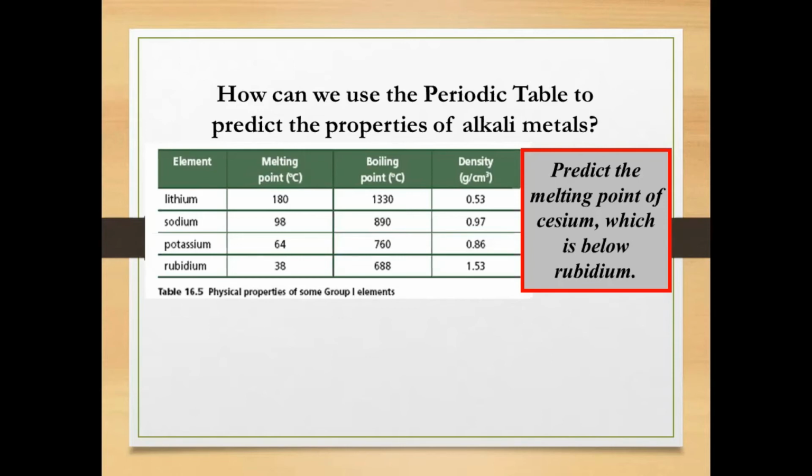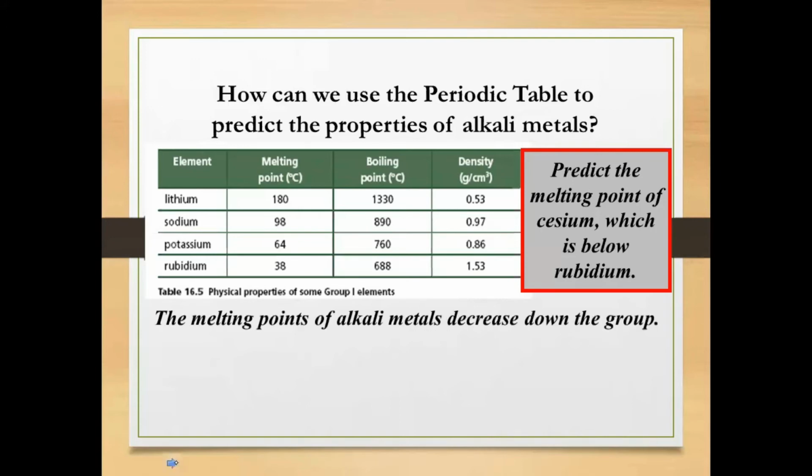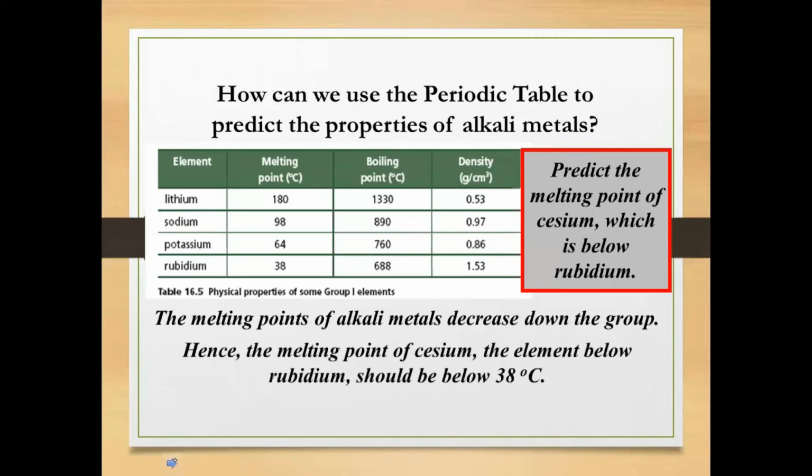Lithium has 180, sodium has 98, potassium has 64, rubidium has 38. It is decreasing down the group. And cesium is next to rubidium. So definitely the melting point of cesium will be below 38. I just asked you to predict. We don't require an exact melting point of cesium. You can predict 35, you can predict 25. It's all up to you.